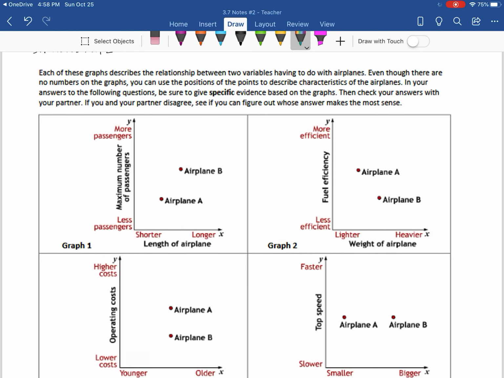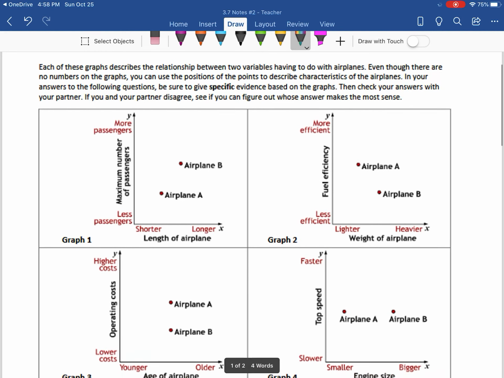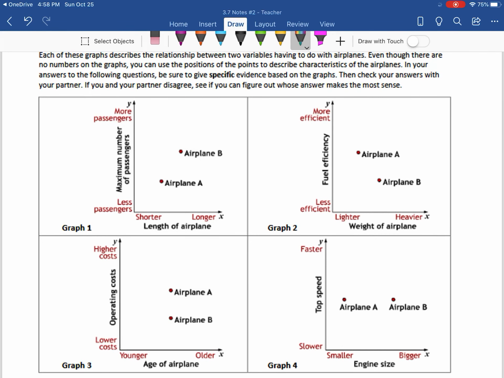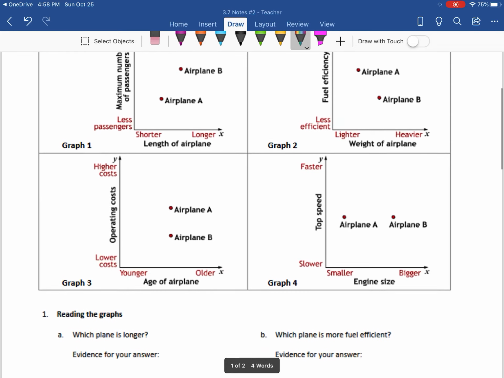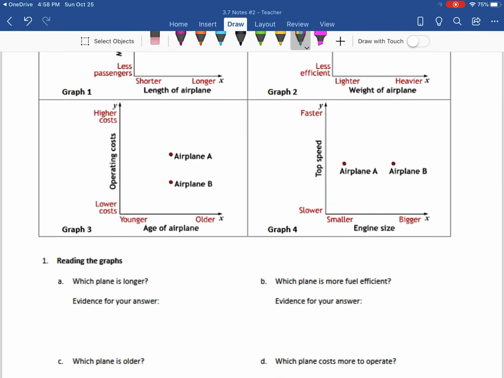Okay, today we are going to work on reading graphs, and we're looking at a bunch of data on different graphs about airplane A and airplane B. So let's take a look at our first question. Our first question is asking us to read the graph and tell which plane is longer.